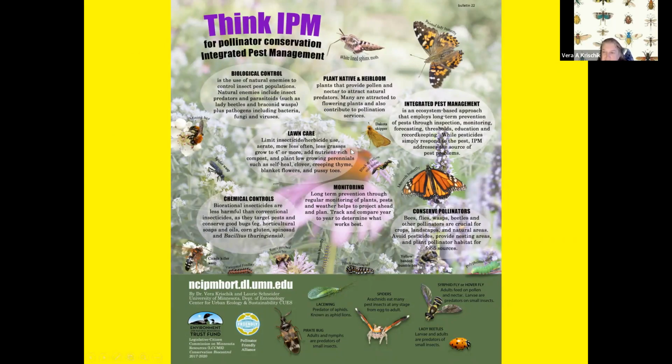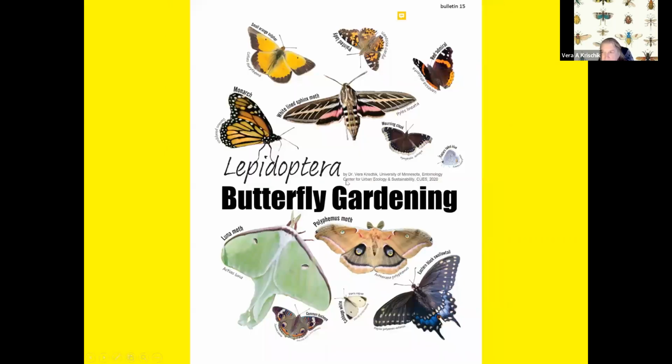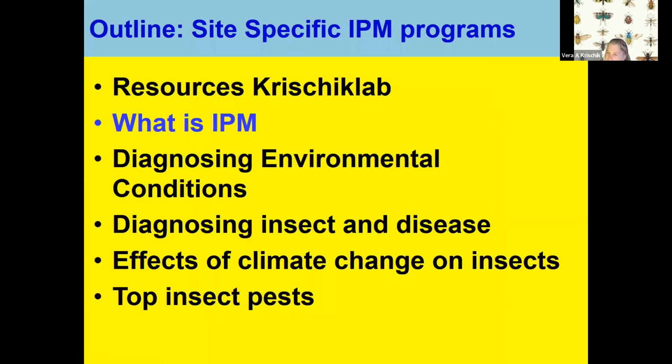There's resources for you to download. You can put this poster up. And there's a butterfly gardening booklet that won an award from the American Society of Horticultural Sciences that is just beautiful. My first one was in 1998, and this is a redo in 2020. So that is the resources. They're there. Please go there and look at them.